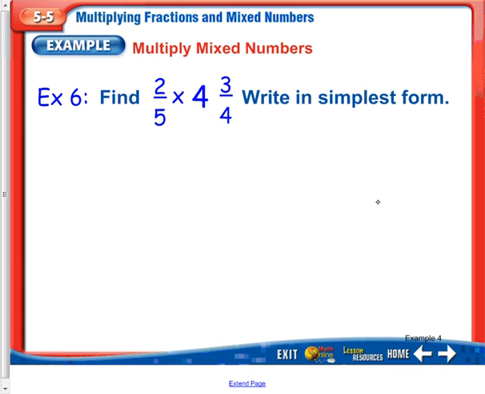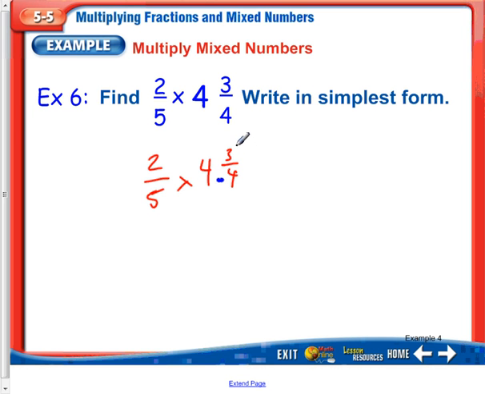All right, for our last example, again, we'll start by copying the problem. So 2 fifths times 4 and 3 fourths. Again, always check your symbol. We are multiplying, so that means we need to follow the multiplication rules. So first and foremost, we've got to take care of the mixed numbers. So again, multiply the whole number times the denominator, so we find out how many parts we have.